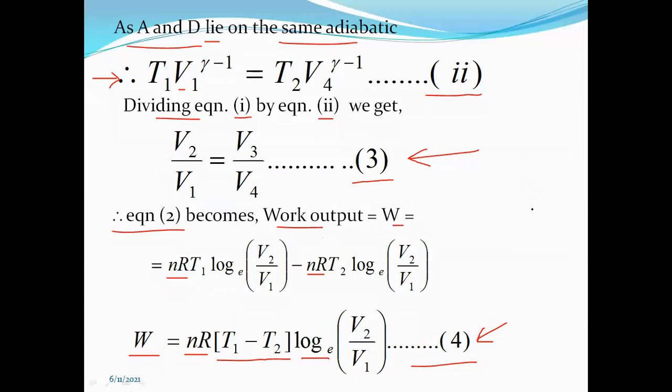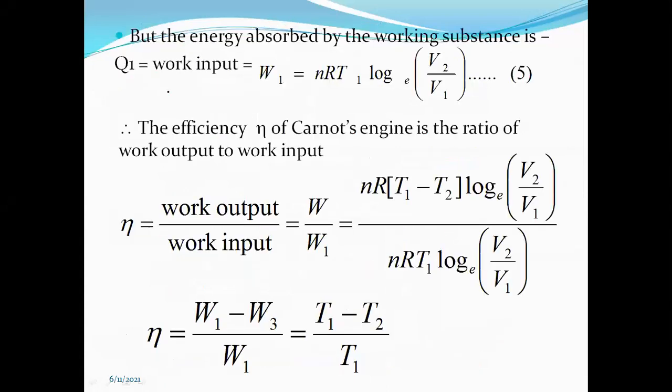So this equation number 4 is equal to W. What is W? W is the work output or total work done. If it is total work done, then we can write the energy absorbed by the working substance, Q1, is equal to the work input, in terms of W1, which is equal to nRT1 log to the base e V2 upon V1. This is equation number 5. That is the next step. We know this one, the value of W1.